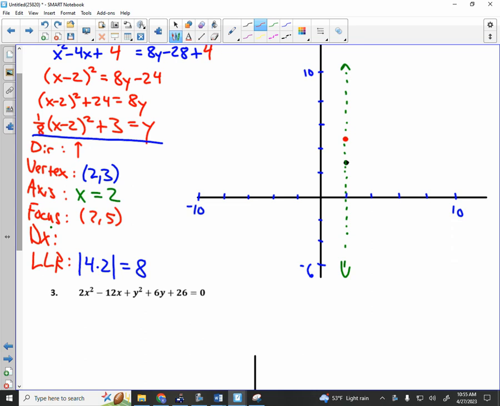And then for the directrix, I go 2 units down. And that's a line that's perpendicular to the axis of symmetry. Y equals 1. Sweet. And now the length of the latus rectum we said was 8, so I've got to go 4 units in each direction. Go to here. Go to here. Stretch it across.